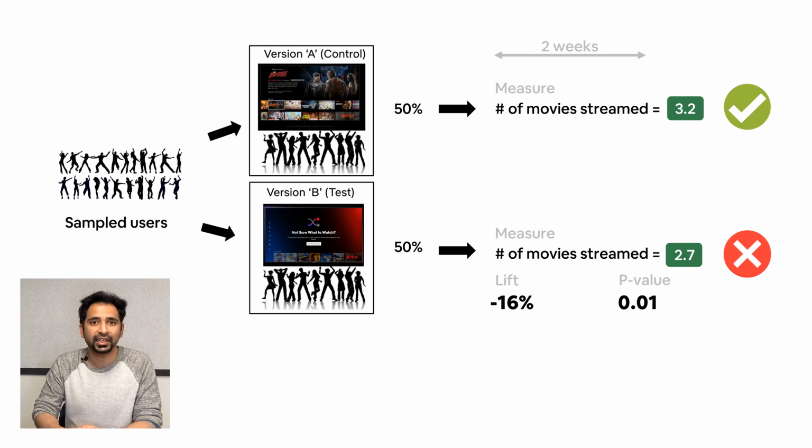Let's also look at a reverse scenario for this. Imagine that your results are completely reversed. Let's say that the average movie streamed decreased from 3.2 titles to 2.7 titles, or in other words, there is a 16% decrease in the lift. Under that scenario, you will not want to launch the second experience. You will want to stick to the first experience, which is the control experience.